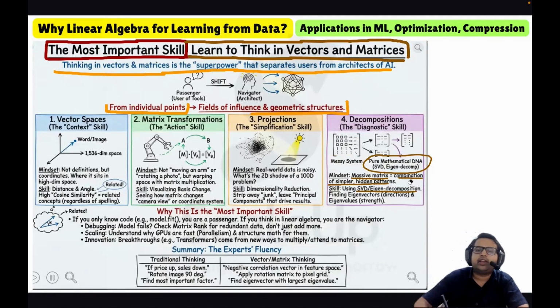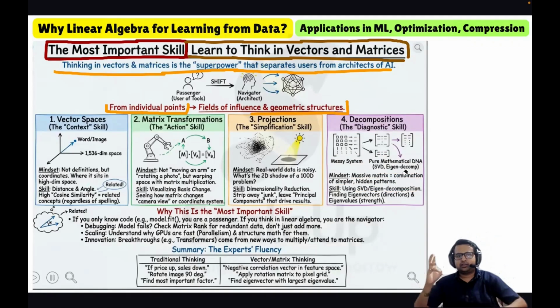So now it's very clear that we should think in terms of vector spaces. Here we are talking about the context skill, and distance and angles are the tools for us. We should think in terms of matrix transformations, the action skill, and the tool is to visualize the basis change. We should think in terms of projection, the simplification skill, the tool is dimensionality reduction. We should think in terms of decomposition, the diagnostic skill. The tool is singular value decomposition, principal component analysis, or the eigen decomposition.